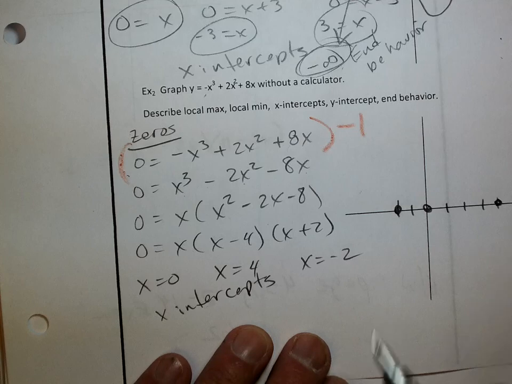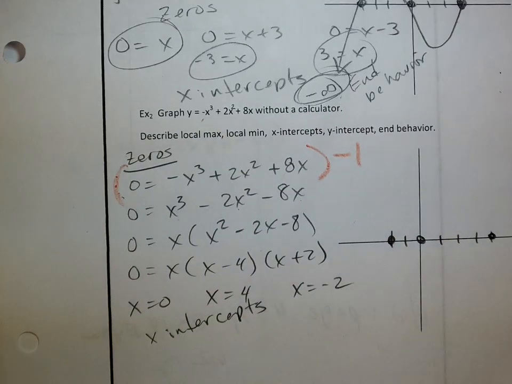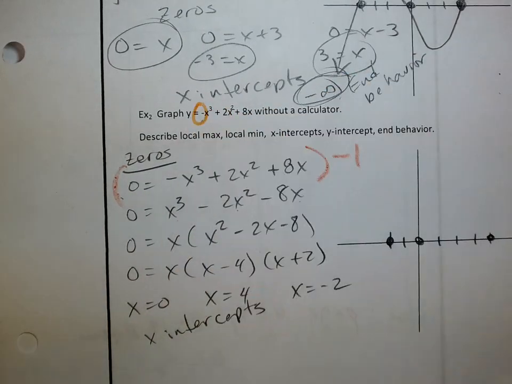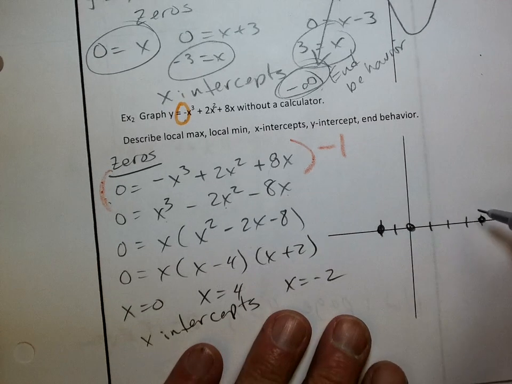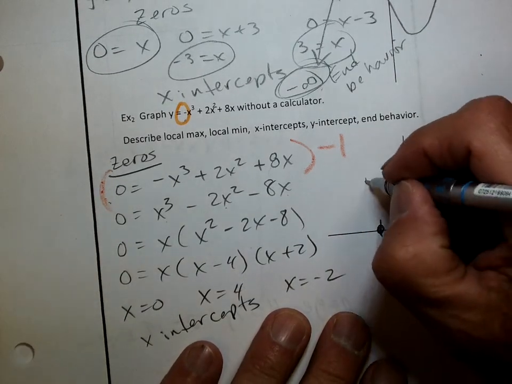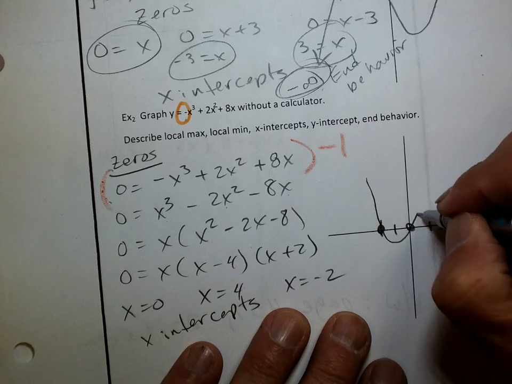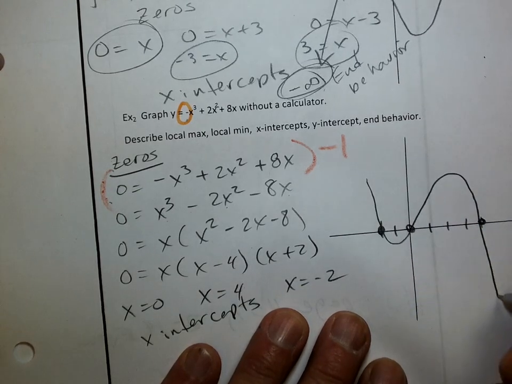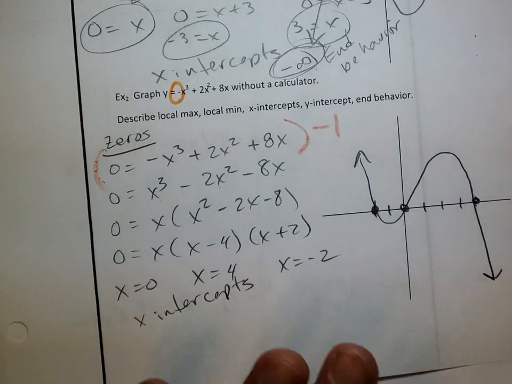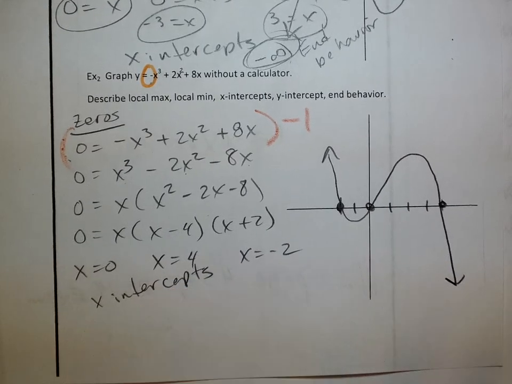I know that because this is a negative right here. So I know it has to finish going down. So I'm going to go ahead and just graph it in. So it looks something like this. Here it is. Okay. Now, we did this without a calculator. It really wasn't that difficult, was it?